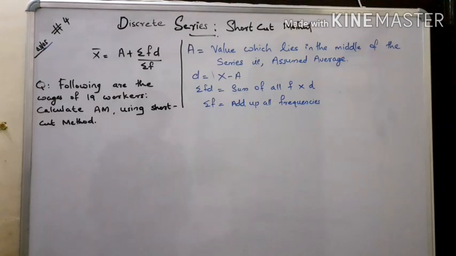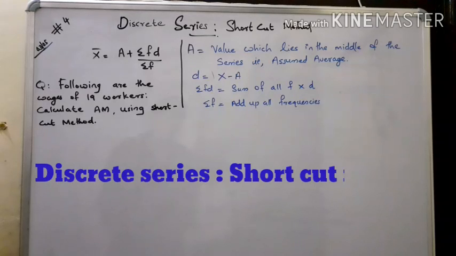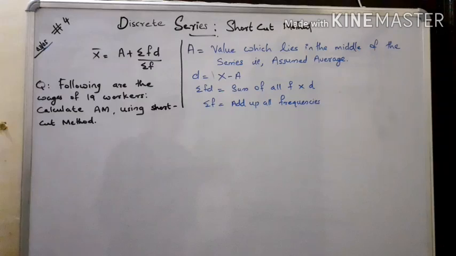This is my fourth video related to measures of central tendency, arithmetic mean calculation. In this video, I am going to discuss how to calculate arithmetic mean in discrete series by the shortcut method. Let's start.